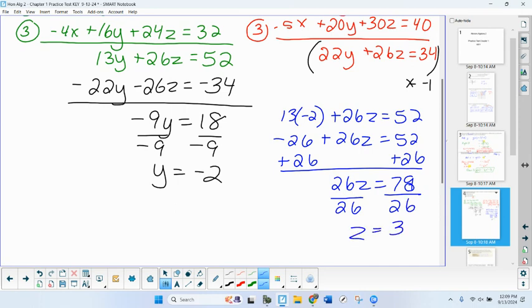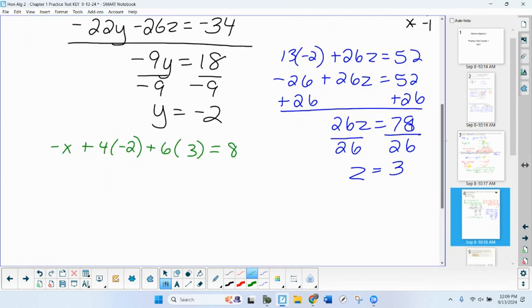3. And now you go back into any of the top 3 equations. I'm going to guess a lot of you used -x plus 4 times y plus 6 times z equals 8. What's 4 times -2, everybody? -8 plus 18. What's -8 plus 18? 10. What'd you do now?